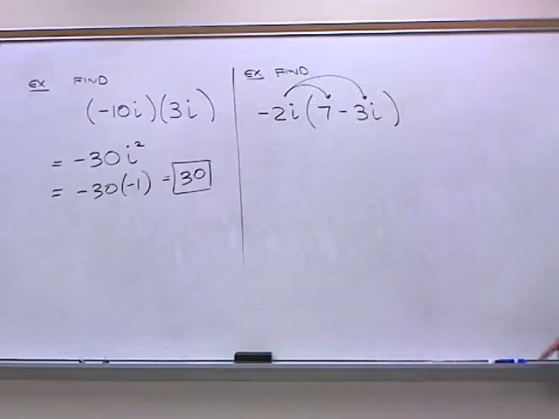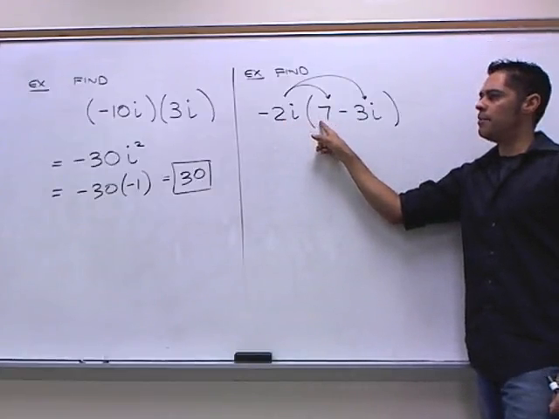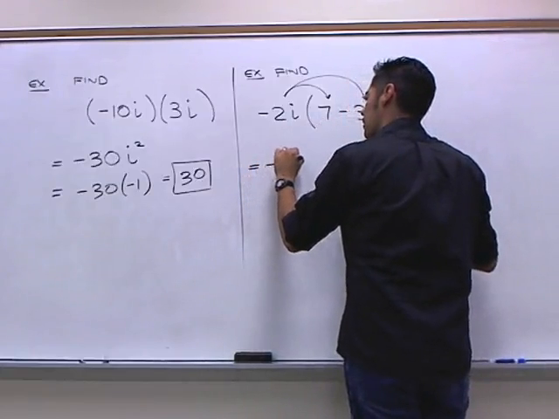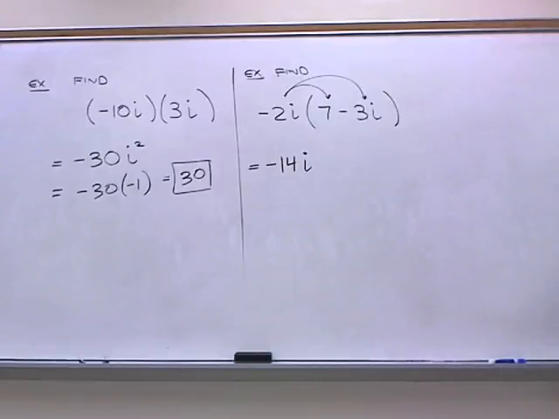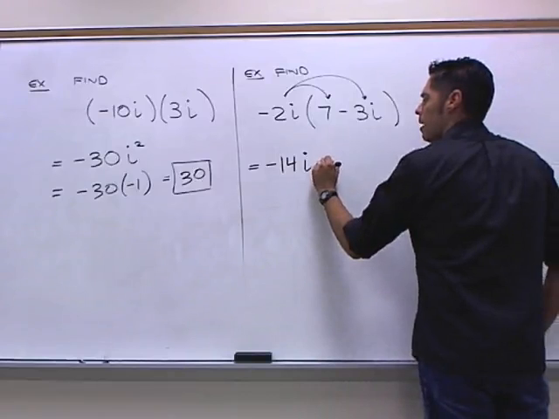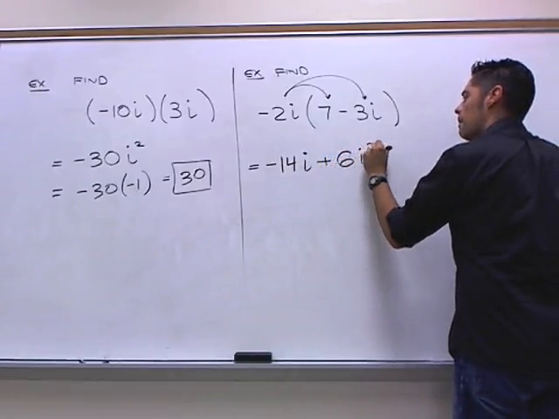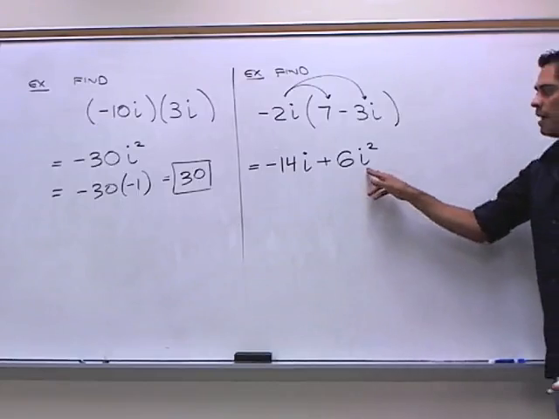So what would you get here? Negative 2i times 7, 14. Negative 14i? Yes. All right. And now, how about the second multiplication? What's negative 2 times negative 3? Positive 6, but then squared. i squared. Because i times i. And i squared is negative 1.